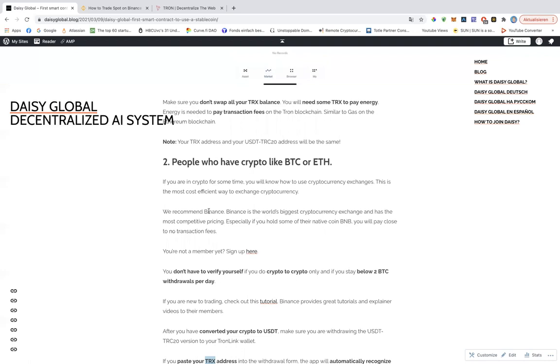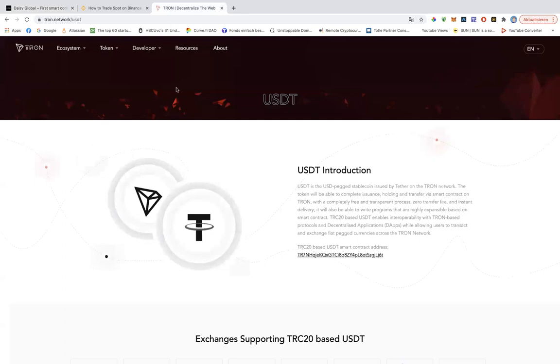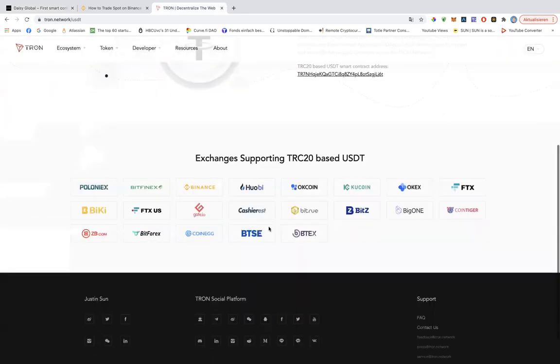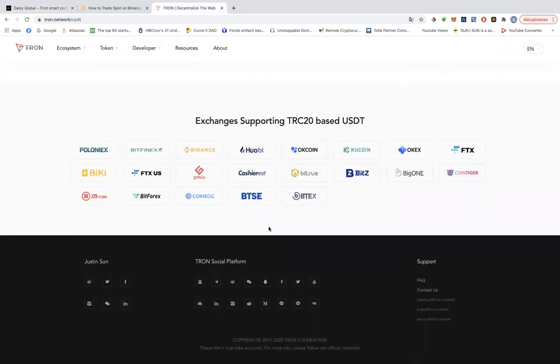So we recommend using Binance. However, there are many more exchanges that support the TRC20 version of USDT, and this is the list. I'm not sure if that list is complete, but that gives you a good selection already. So if you are signed up with some of those exchanges, you can use TRC20 or buy TRC20, okay?